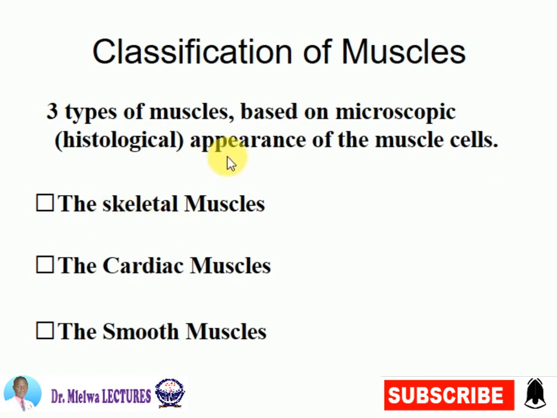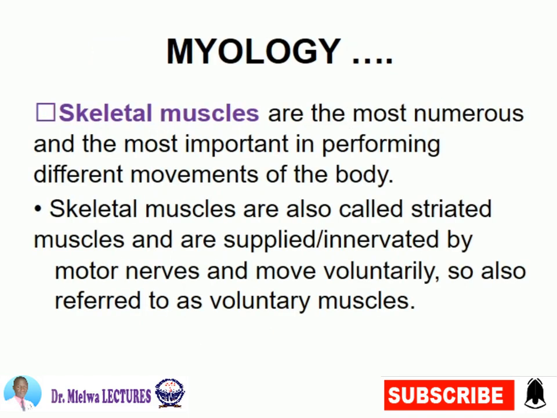Now, classification of muscles. We have three types of muscles based on the microscopic or histological appearance of the muscle. As I told you, we shall see in histology how these muscles appear under the microscope. So we have skeletal, cardiac, and smooth muscle. That is classification according to the histological appearance. Skeletal muscles are the most numerous and most important in performing different movements of the body.